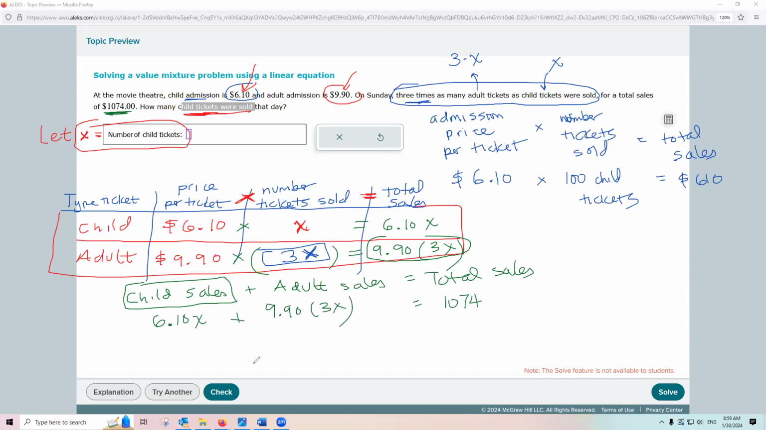All right, let me keep going. I'm going to multiply 9.90 times 3 here. And by the way, notice the Alex calculator is available for this problem, so you can open up the calculator and use that. 9.90 times 3 turns out to be 29.7.